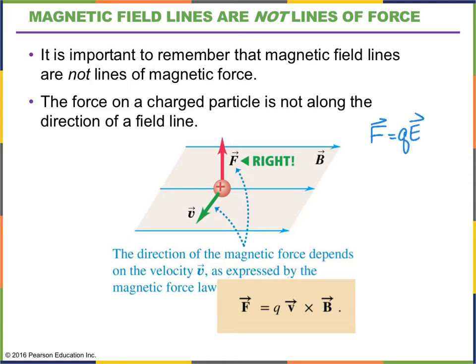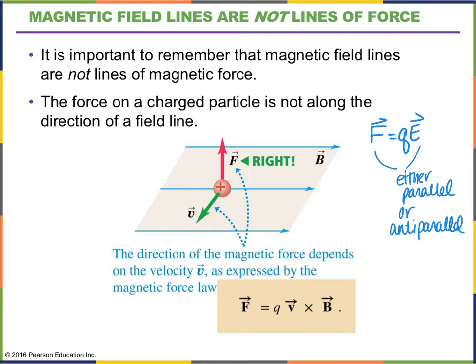If you remember, the expression for the force of a charge in an electric field is just F equals QE. And so these two are either parallel or anti-parallel. And so that's why for electric field lines, we can say that they're lines of electric force, because the force and the electric field lines are in the same direction. Okay, not true for magnetic fields.